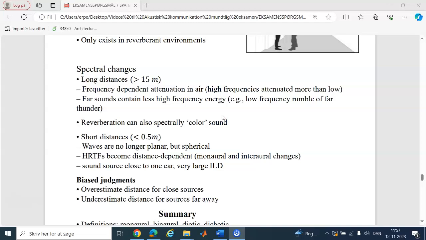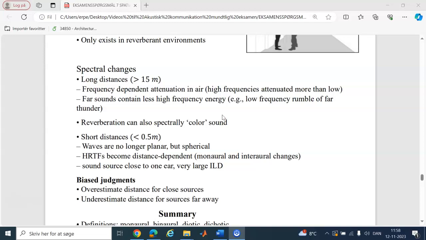Spectral changes. Long distances, more than 15 meters. Frequency-dependent attenuation in air, high frequencies attenuated more than low. Far sounds contain less high-frequency energy, that means the low-energy rumble of far thunder. Reverberation can also spectrally color sound. Shorter distances, less than half a meter, waves are no longer planar but spherical.